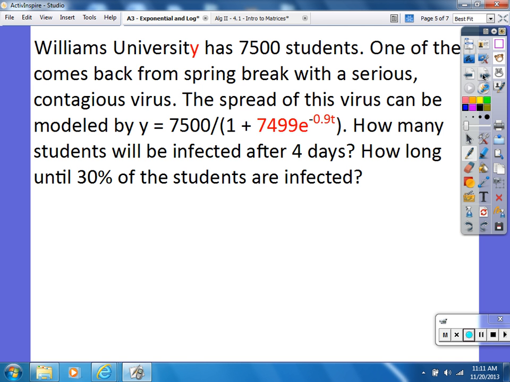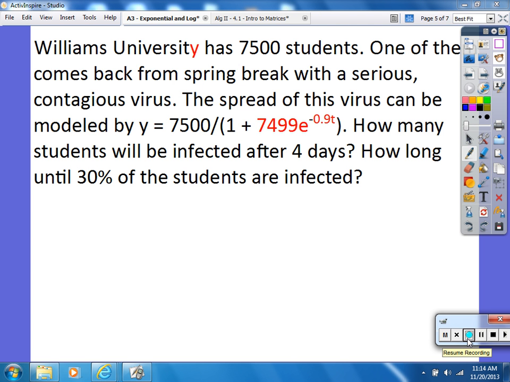But there's a contagious virus that starts. And the spread of this virus is actually modeled. You know, Mr. Williams had to figure out the model behind it. And they want to know how many students will be infected after 4 days. Let's start with that question. After 4 days. Okay, good. Do that. I'm not trying to trick you here. But we got to start somewhere basic where you're not panicking immediately, right? It looks like there's a lot of stuff going on, but all you really have to do is plug 4 into T. Go ahead.